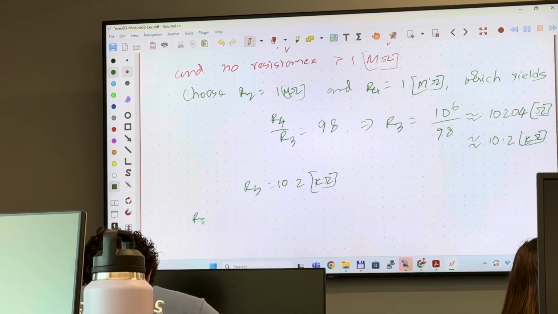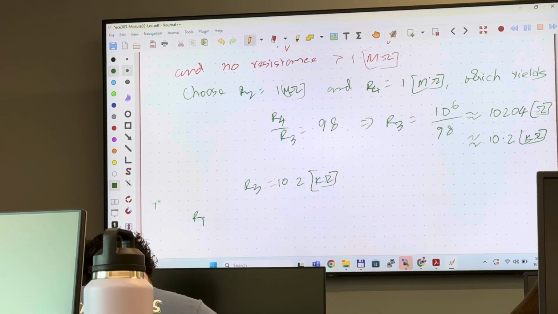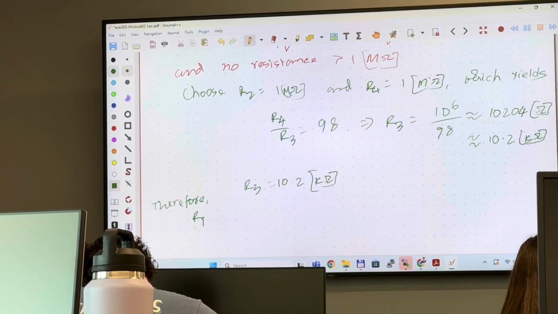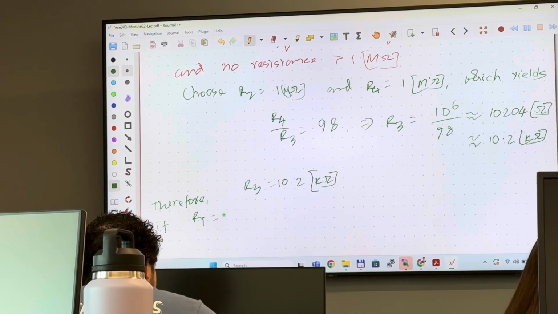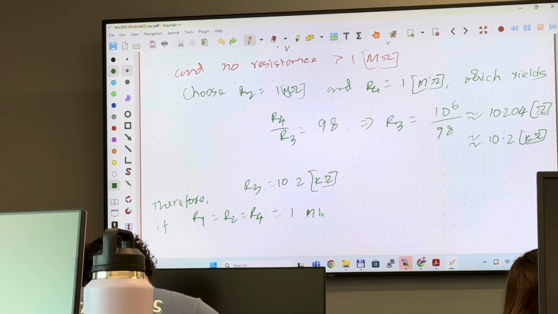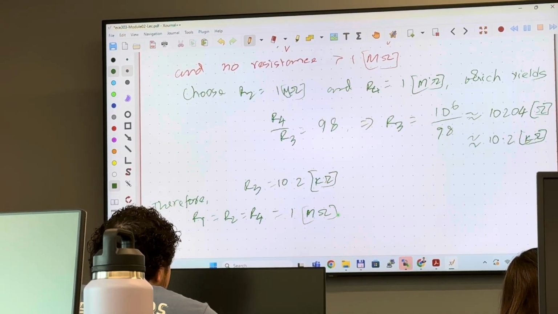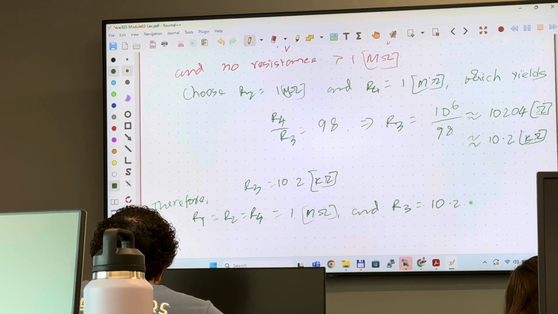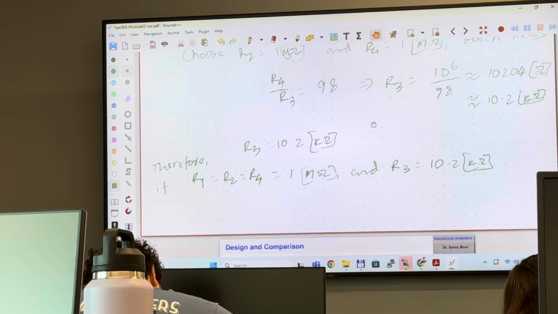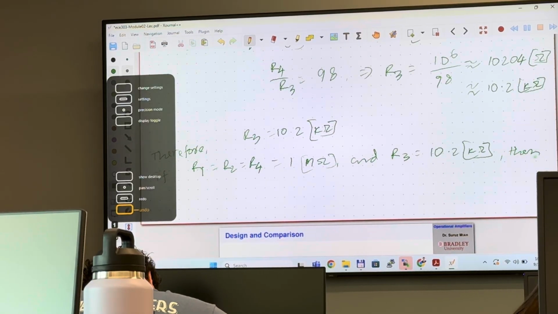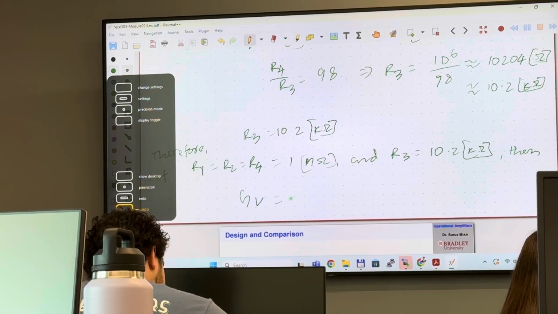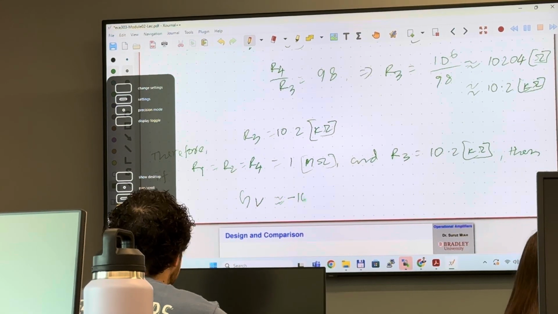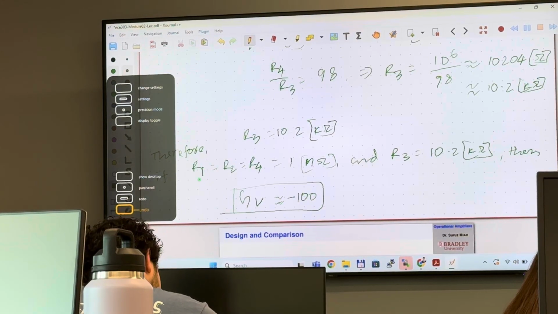So if you chose R1, therefore, if R1 equals R2 equals R4 equals 1 mega ohm, and R3 equals 10.2 kilo ohm, this will give us then GB is going to be negative, approximately negative 1 with this parameter.